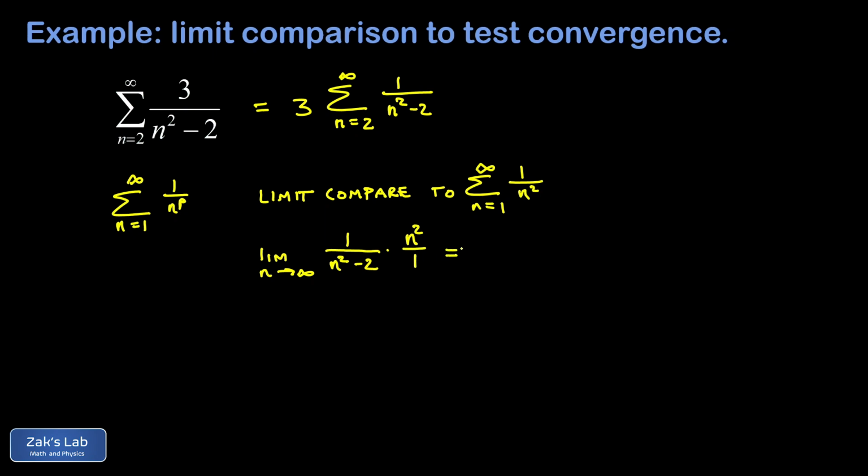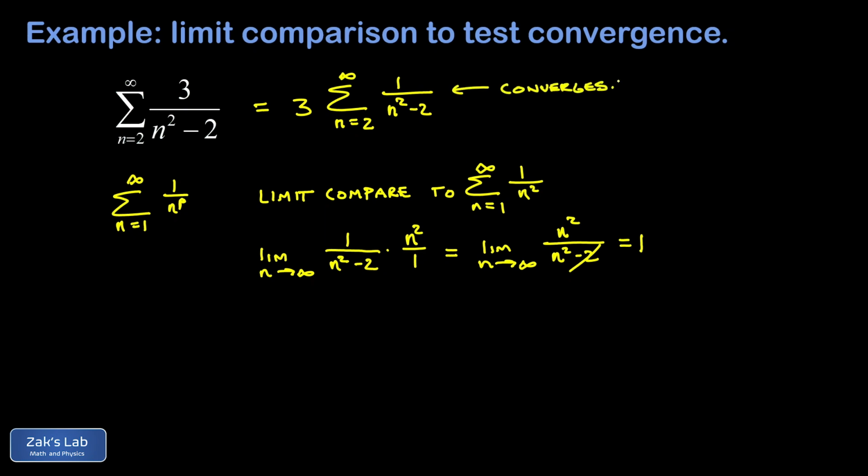If it turns out to be a finite number, then I know the two series are going to share their convergence behavior. So I end up with the limit as n goes to infinity of n squared over n squared minus 2. Now, as a physicist, I'm just going to say, oh, the minus 2 is negligible when n becomes large. And I end up with the limit as n goes to infinity of n squared over n squared, which is 1. And the limit of 1 is just 1. We arrived at a finite constant in the limit comparison test, so I know that both of our series converge.